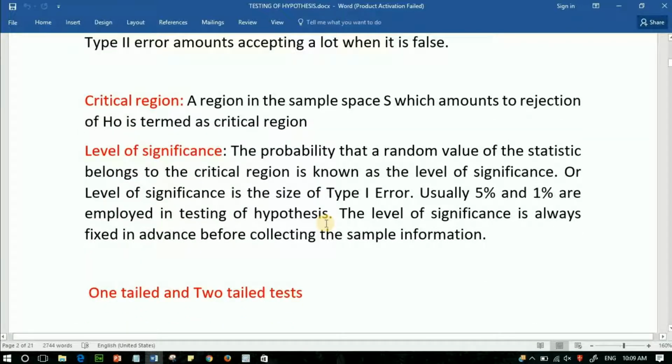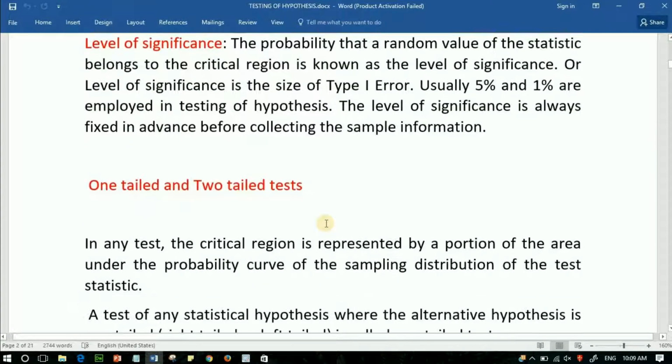Next is level of significance. The probability that a random value of the statistic belongs to the critical region is known as the level of significance. Or in other words, we call it the size of the type 1 error. Usually 5% and 1% are employed in testing a hypothesis. The level of significance is fixed in advance before collecting the sample information.